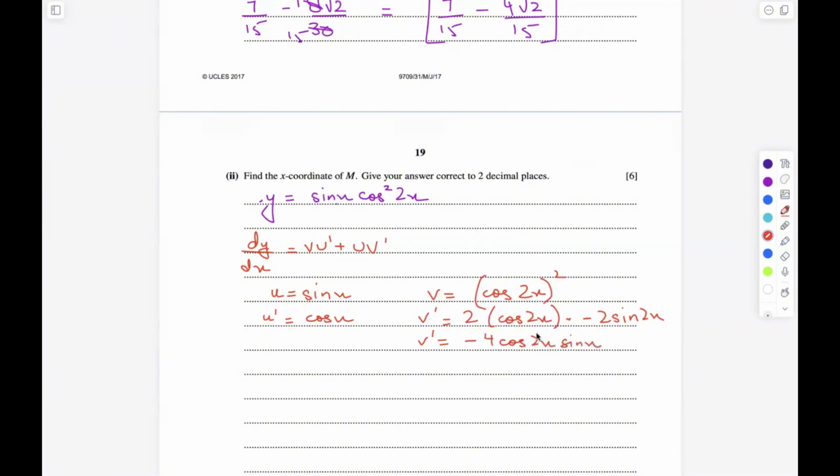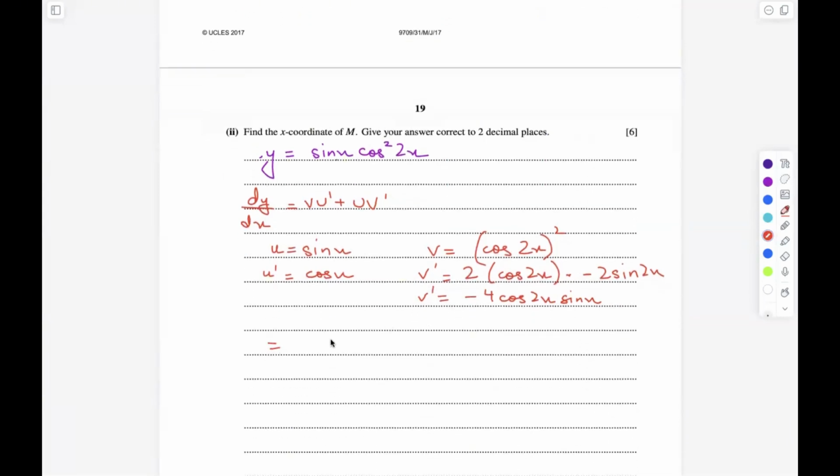So once we have the value of u dash and v dash, now we can just substitute these values. So v u dash will become cos squared 2x multiplied by cos of x. And as it is a maximum point, now we can put dy dx equal to 0. Plus, and u v dash will become sin x into minus 4 cos 2x sin x.